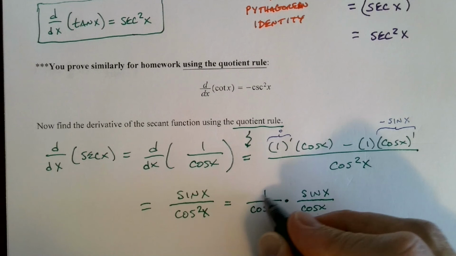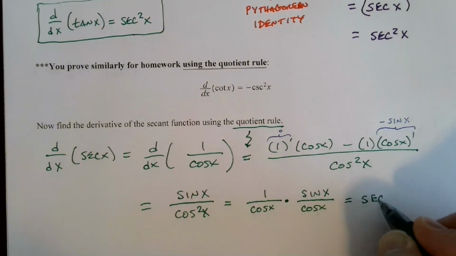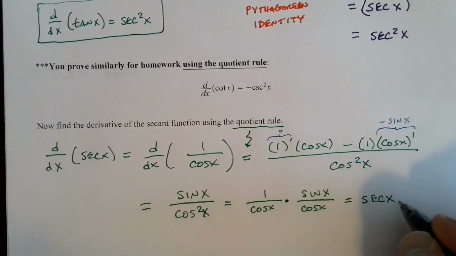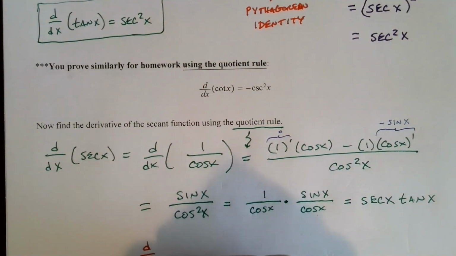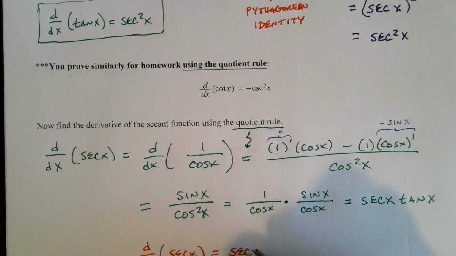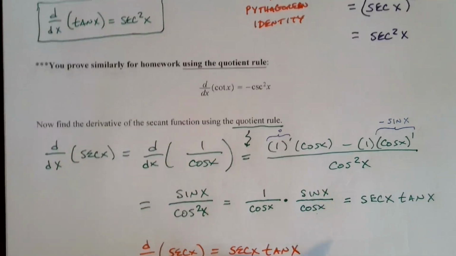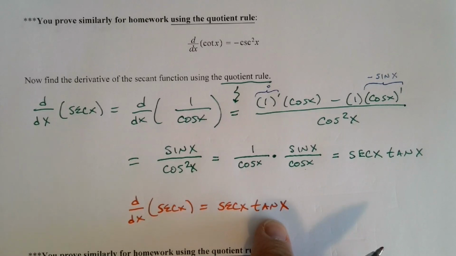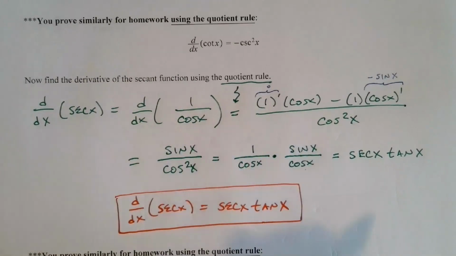But what is 1 divided by cosine x? That is secant x. What is sine x over cosine x? That is tangent x. And so there is the rule, the derivative with respect to x of secant x is secant x times tangent x. Very interesting. The derivative of the secant function is basically the secant function itself multiplied by tangent x. And that's the way it's usually expressed. And so this is equal to this, but it's typically written this way.